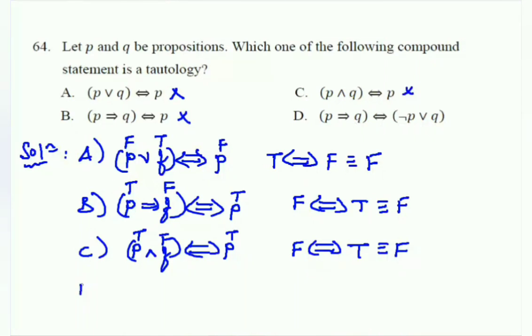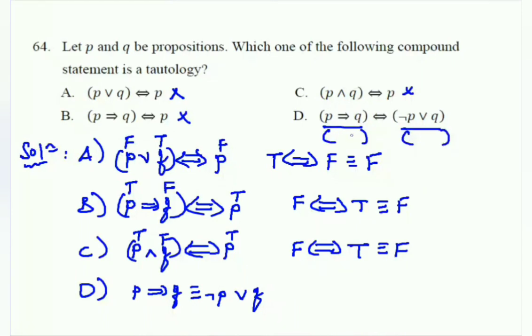But when we come to the D part, these two compound propositions are equivalent. P implies Q is equivalent to the negation of P or Q. That means two compound propositions are said to be equivalent if they always have the same truth value. So using implication, if these two are similar, either true or false, the result is always true. Therefore, this is a tautology because its truth value is always true. Therefore, our answer is D.